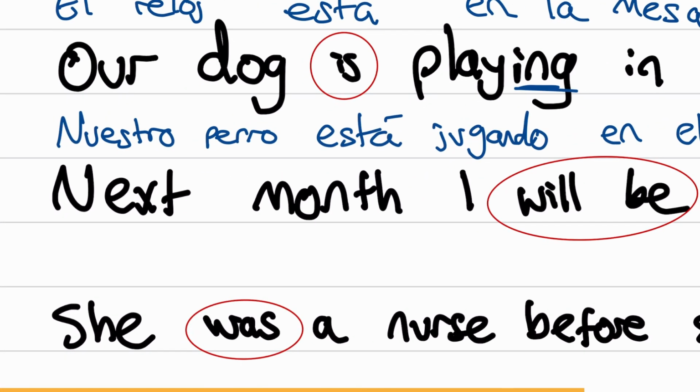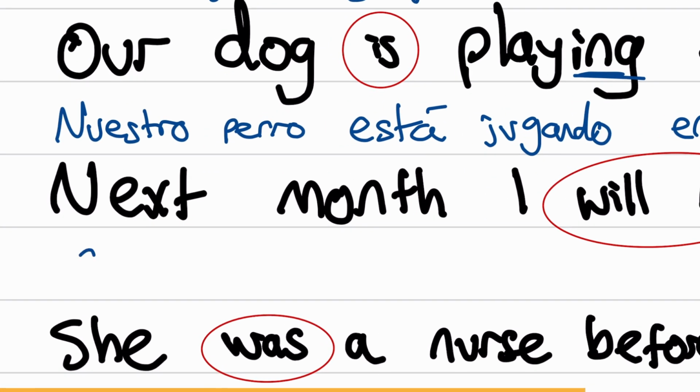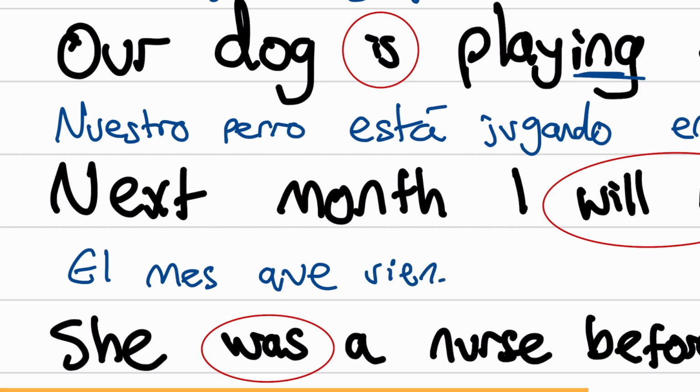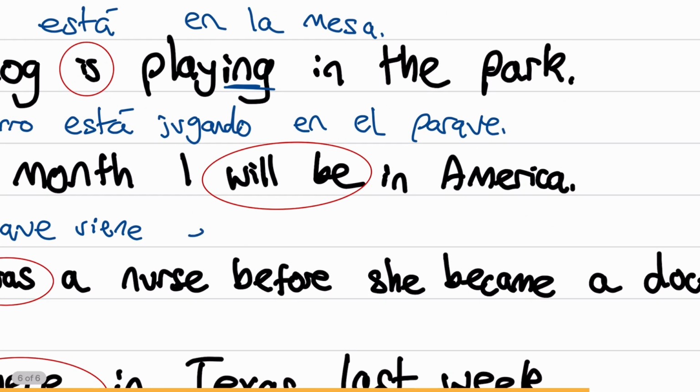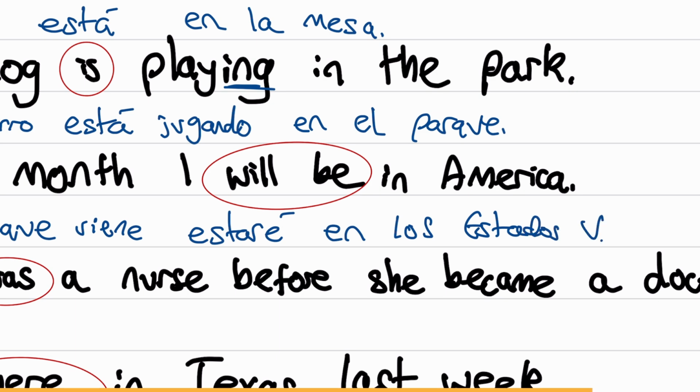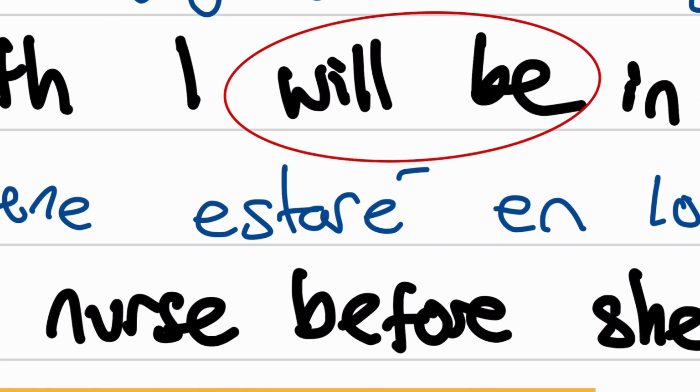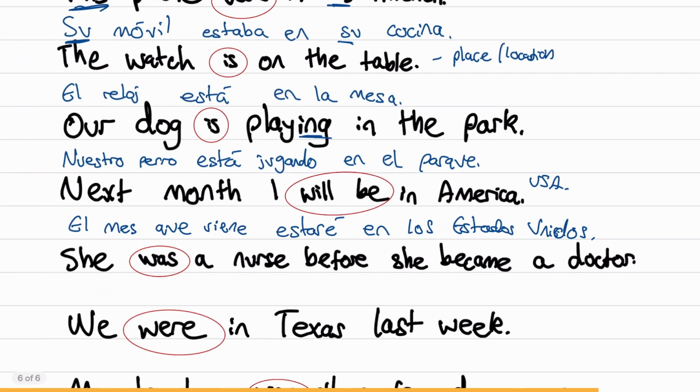Okay. Next month, I will be in the USA. You can say el próximo mes, el mes próximo, or el mes que viene, which I like, it's a bit fancier. El mes que viene, estaré en los Estados Unidos. USA, los Estados Unidos, estaré. Hopefully you can see why it's estaré: to be, plus the future ending. There's no conditional in this. This is the future one.